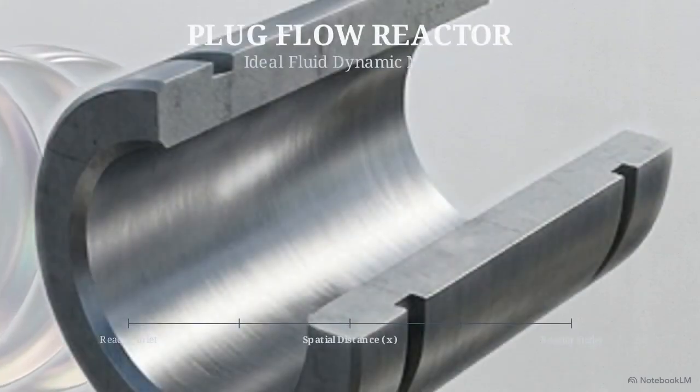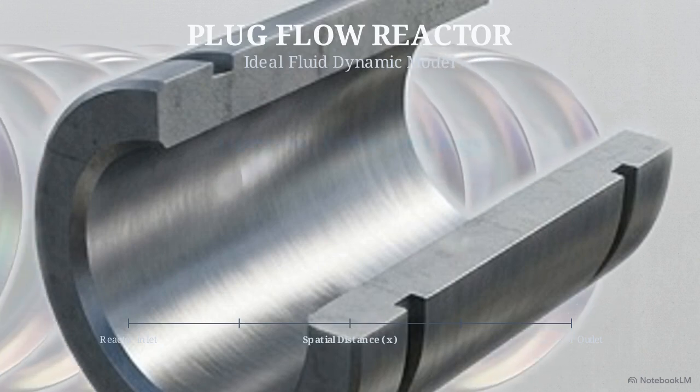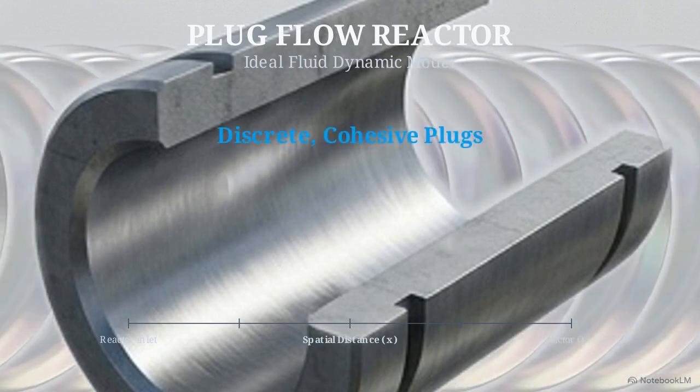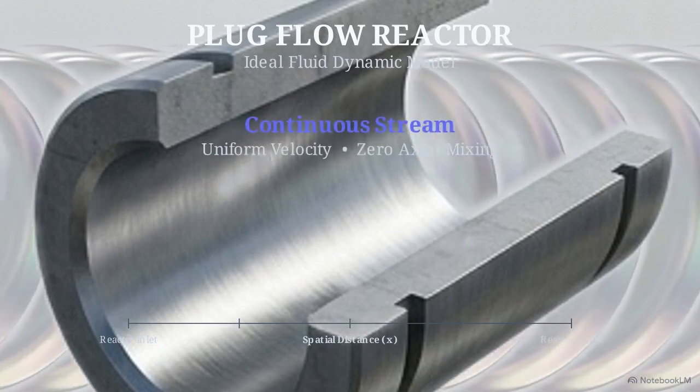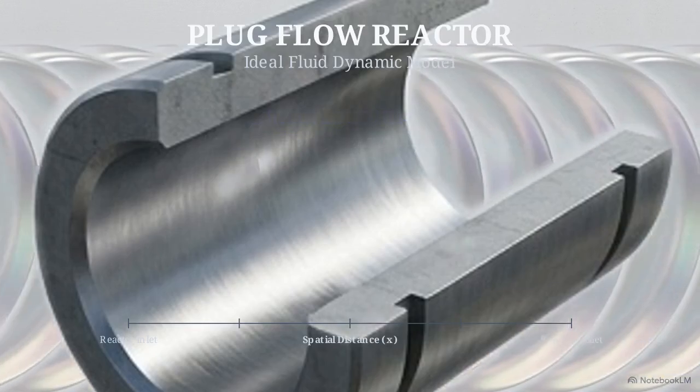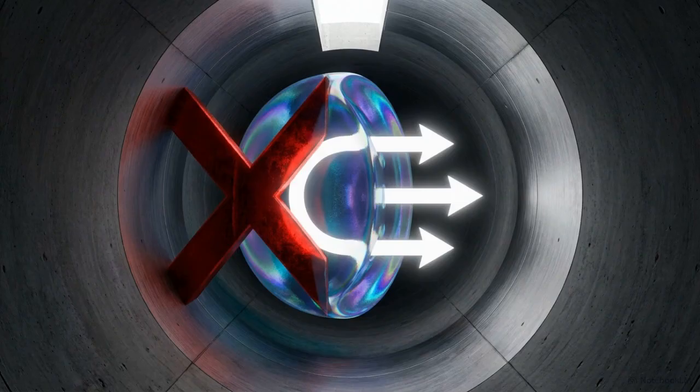The defining conceptual feature of this architecture is the plug. As reactants enter the tube, the fluid dynamic model treats them as discrete cohesive disks, or plugs, pushing forward in a continuous stream. The central physical requirement here is that every isolated fluid element must maintain the exact same velocity. Because of this uniform forward momentum, the fluid cannot mix backward along the axis of the tube.